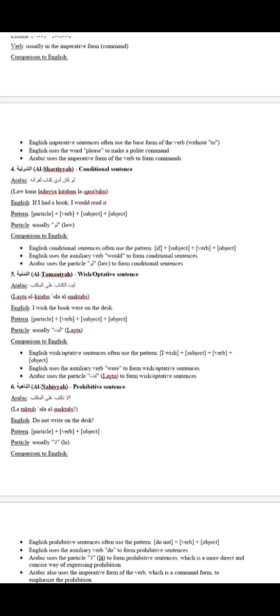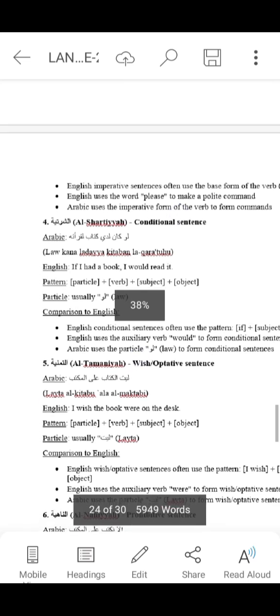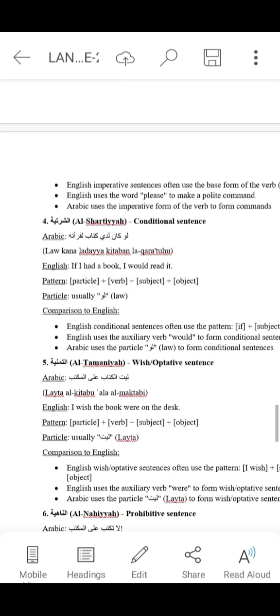The most commonly used particle is lu, like low. If we see that example, low kana lazi katabal qira'ata. In English, if we have, if I had a book, I would read it. It is following the pattern particle, verb, subject, and object.